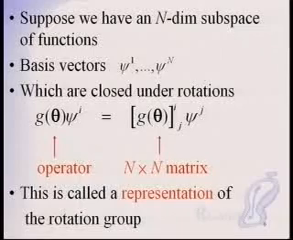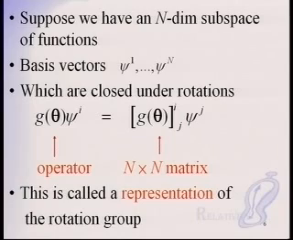So n is equal to 3 in this example. What do I mean by the subspace? That means any linear combination of these three. That forms a subspace of 3 dimensions, right? That's a linear space of 3 dimensions because it's a linear combination of 3 independent functions.